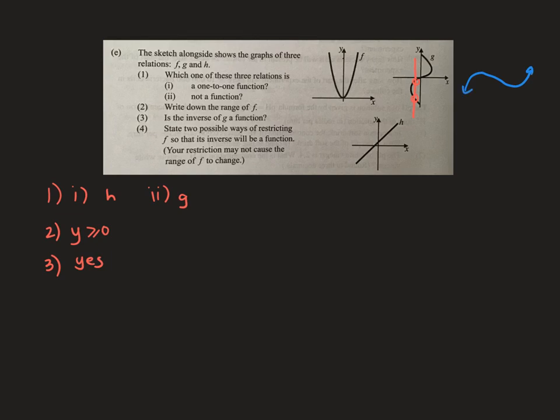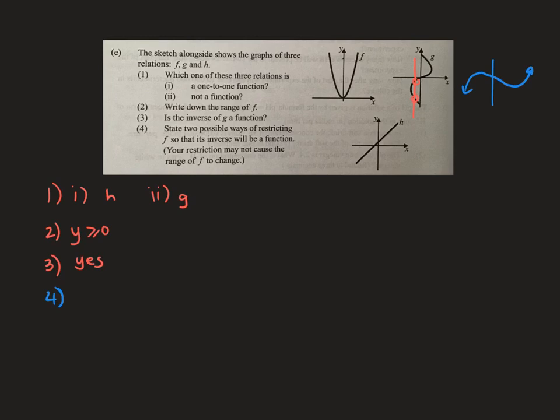You switch X and Y around. Just think you've switched your axes. Your X-axis becomes your Y-axis, vice versa. So cubic function obviously passes the vertical line test. So yes, the inverse is a function. Number 4. State 2 possible ways of restricting f so that its inverse will be a function. Your restriction may not cause the range of f to change. Okay, so they're saying pick the restriction where your range is not lost.